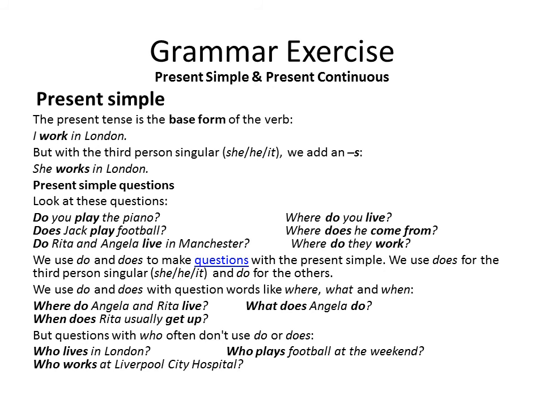We use do and does with question words like where, what, and when. For example, again, where do Angela and Rita live? When does Rita usually get up? What does Angela do? But questions with who often do not use do or does. Who lives in London? Who works at Liverpool City Hospital? Who plays football at the weekend?